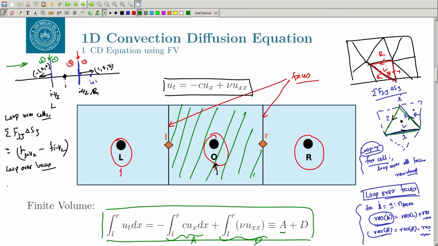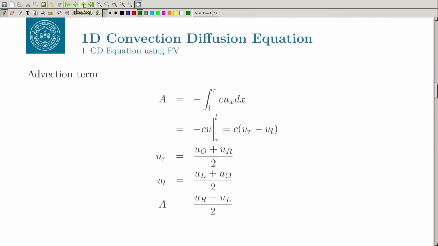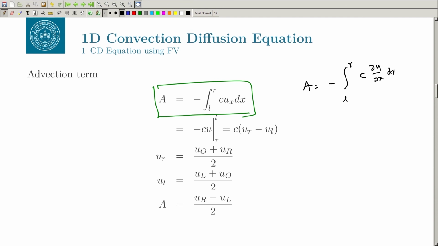Now, let us calculate the advection term. The advection term is minus of C u x dx, or if I may write, A equal to minus integral from L to R of C del u x divided by del x dx, right, and if you integrate it, from L to R basically C u. So, then it will become C times u r minus u l.